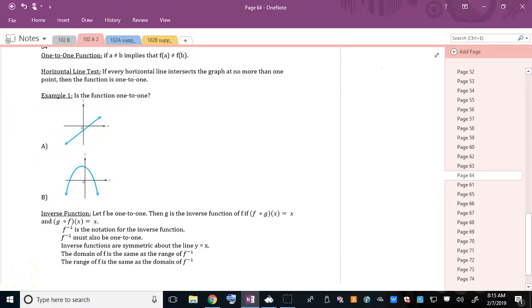Math 102, inverse functions definition. So before we can talk about an inverse function, we have to talk about something called a one-to-one function. Now our definition is going to sound a little bit strange.